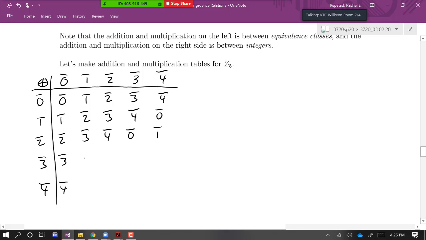Add 3 to everything. So we have 3, 4, 0. 3 plus 3 is 6, which is 1. 3 plus 4 is 7, which is 2. And then the last row, we start with 4. 4 plus 1 is 5, which is 0. Then we get 6, which is 1. 7, which is 2. 8, which is 3. But there's some cyclical behavior here, right? 0, 1, 2, 3, 4, 0, 1, 2, 3, 4. It's the same cycle. It just starts in a different spot each time.